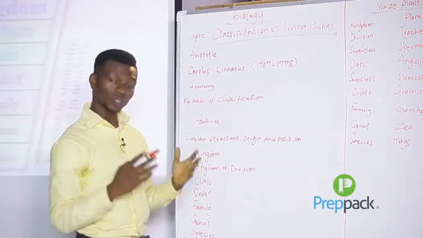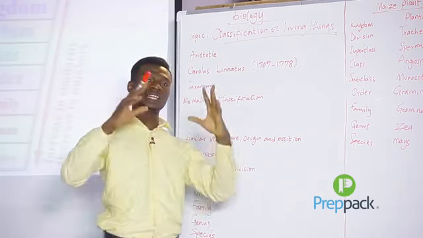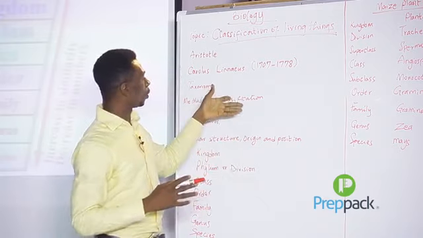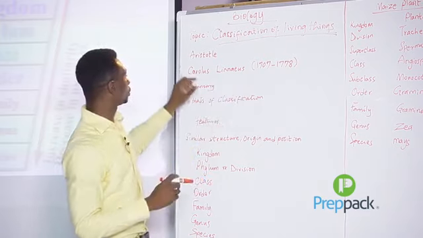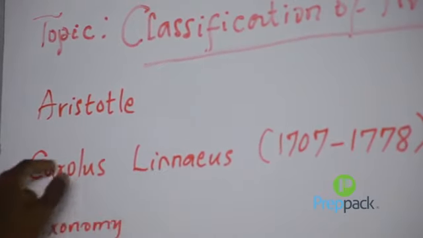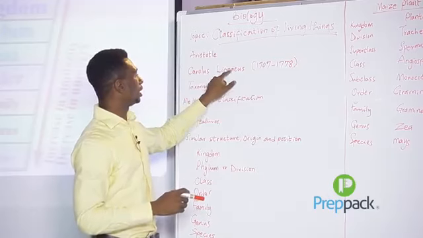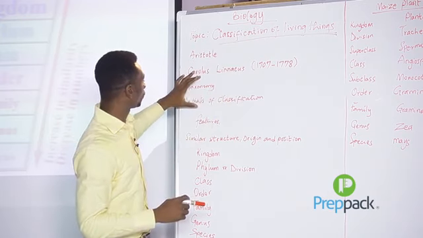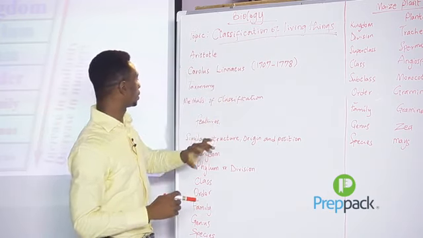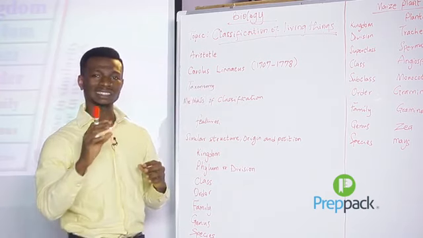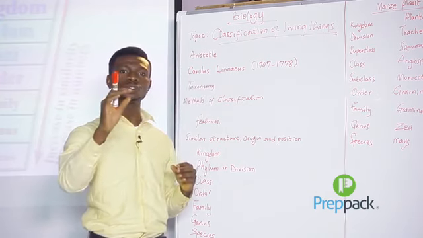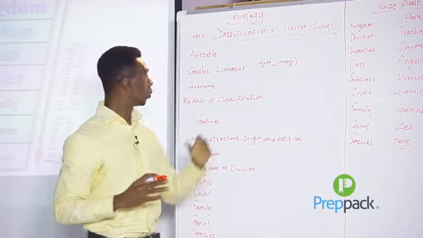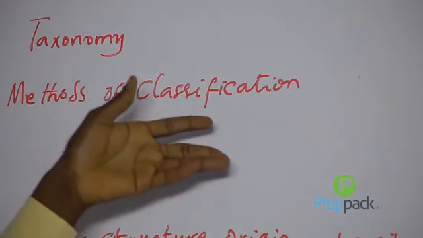Aristotle was the first man who tried to classify living things in a definite pattern. But the work of a Swedish naturalist called Carolus Linnaeus is the accepted work for naming living things. Taxonomy is that field that has to do with the systematic naming of what? Organisms, whether they be plants or animals.